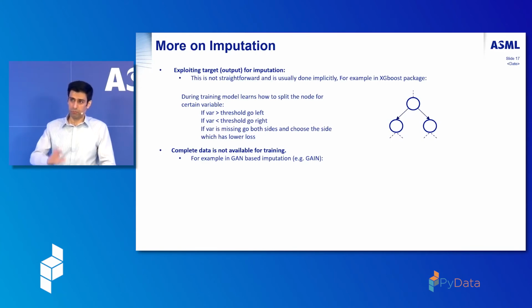And just again, to give you an idea of how it might be possible, I'm going to refer to one example, which is based on generative adversarial neural networks. For example, GAIN, or there is another approach called MisGAN. You may refer to them. They are fairly new methods.